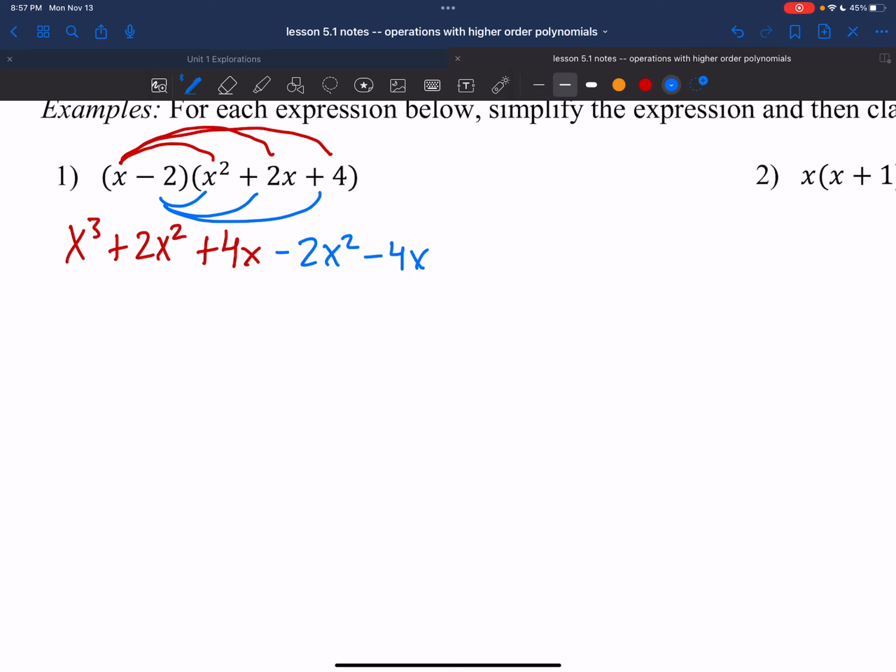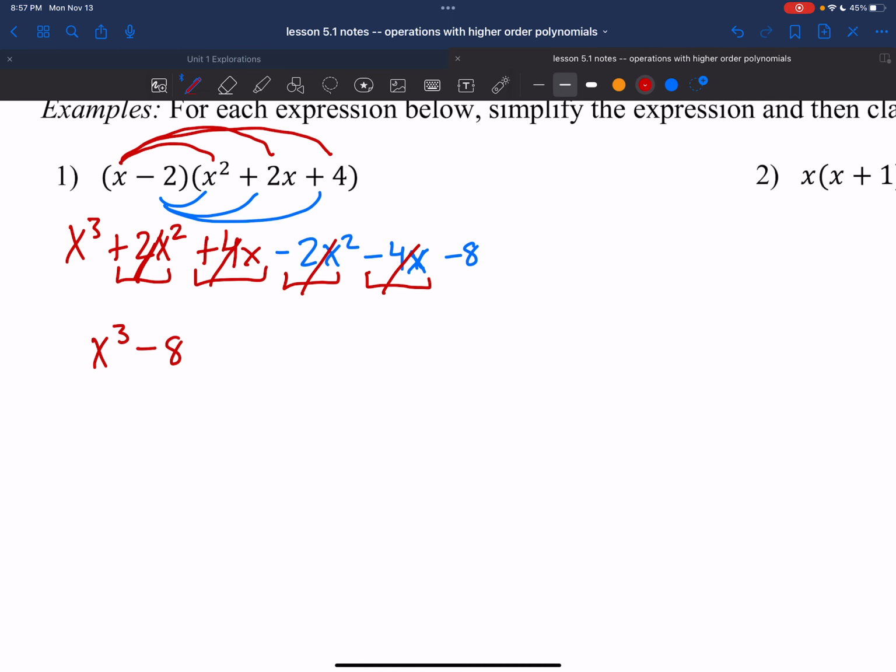That's negative 2 times 4, which is negative 8. Oh my gosh, how lovely. And then from here, I'll just combine like terms, right? So this one and this one, those are the same thing, right? They're the opposites, I should say. So 4x and negative 4x cancel. 2x squared and negative 2x squared cancel. What am I left with? I've got x cubed minus 8.